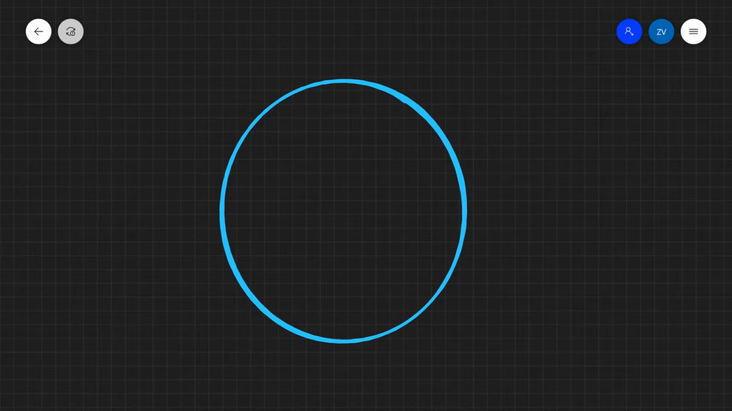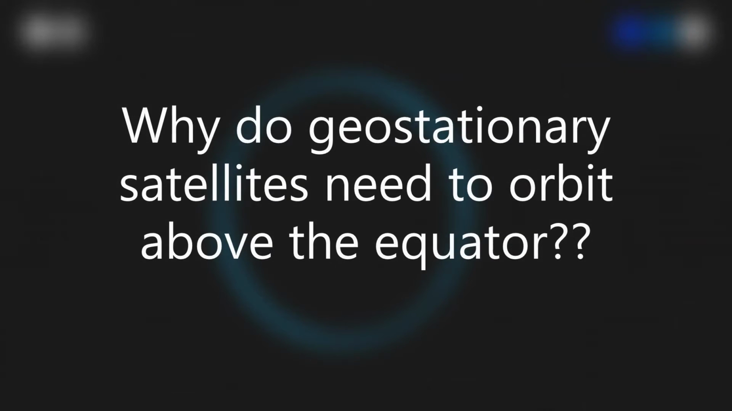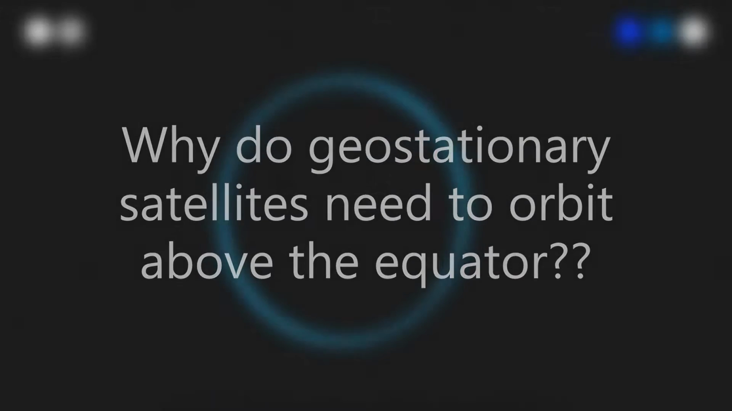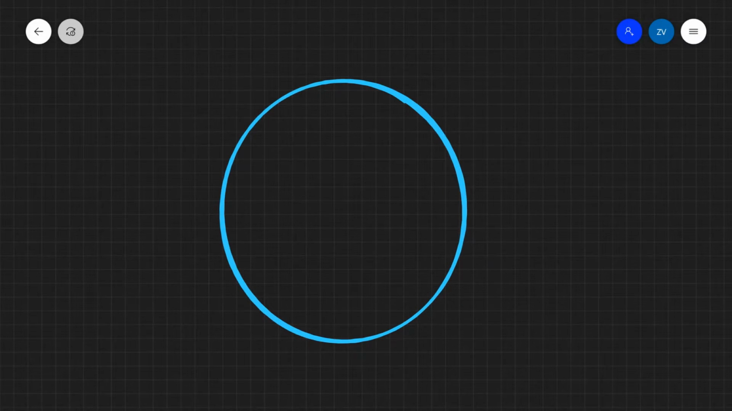Today I thought I would answer one of the most common questions that I get asked when I teach about geosynchronous, also known as geostationary orbits. And that is, why do the satellites need to orbit above the equator of the Earth? In other words, why are they equatorial orbits?